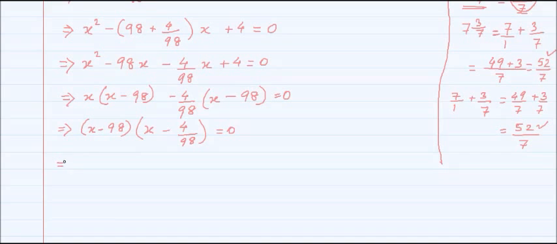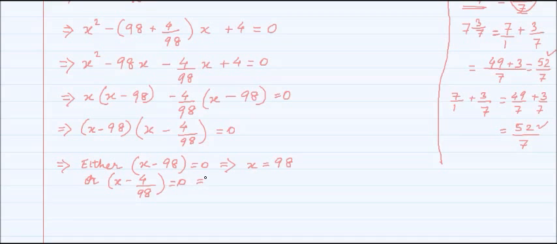So this implies either x minus 98 equal to 0, which in turn implies x equal to 98, or x minus 4 by 98 equal to 0. And this again implies x is equal to 4 by 98. Now we can cut the common term, that is 2. Both are even numbers, so we can divide by 2. So we get 2 by 49.